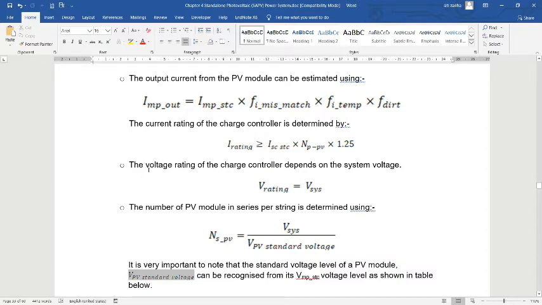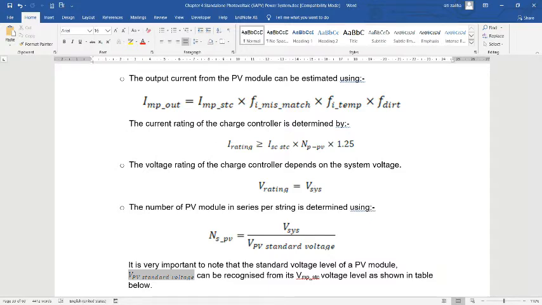And also you need to calculate the voltage rating of the charge controller, which depends on the system voltage that you chose before this. So whether it's a 12 volt or 24 volt or 48 volt or 96 volt. Okay. So V rating of the charge controller is equal to V system.